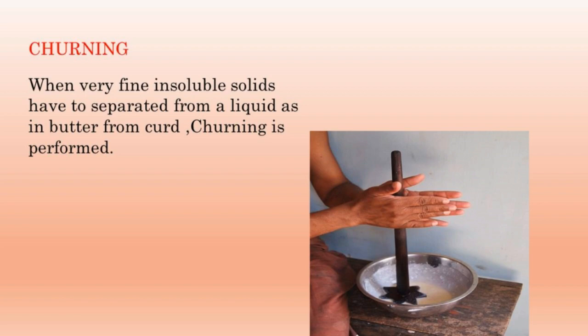Churning. When very fine insoluble solids have to be separated from a liquid, as in butter from curd, churning is performed. The mixture is churned vigorously, when solid butter will be collected on the sides of the vessel. Both butter and buttermilk obtained after churning are useful and can be consumed.